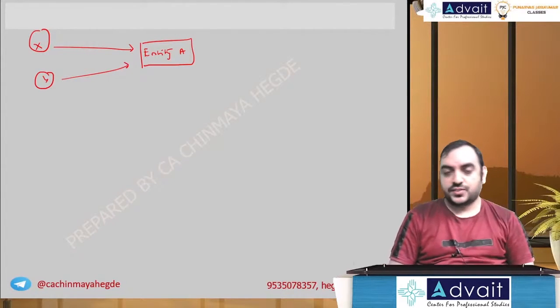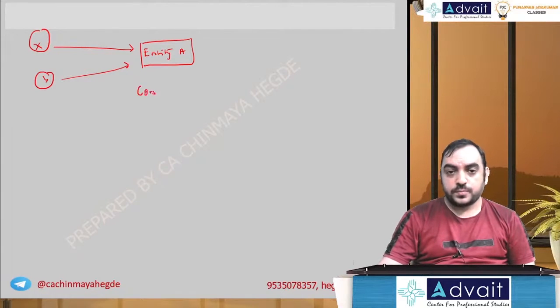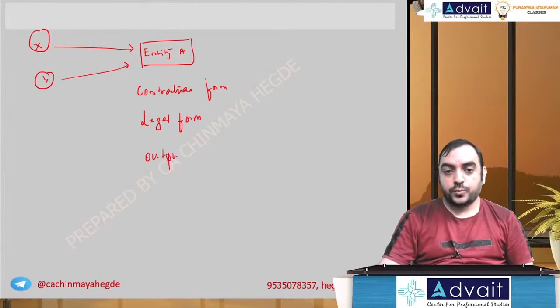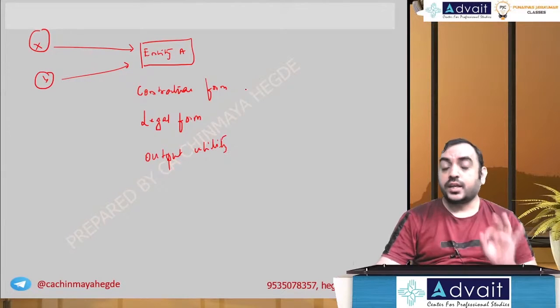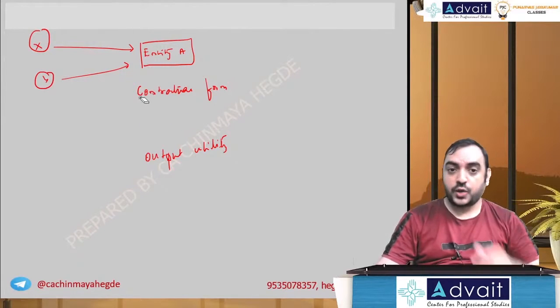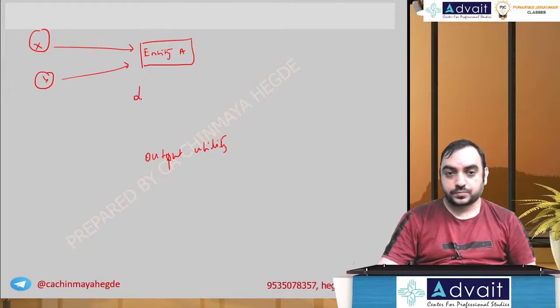You should look at three factors. One, legal form; two, contractual form; and the other is the output utility, how the output is used. Actually, first you should look at legal form, then contractual form, then output utility.